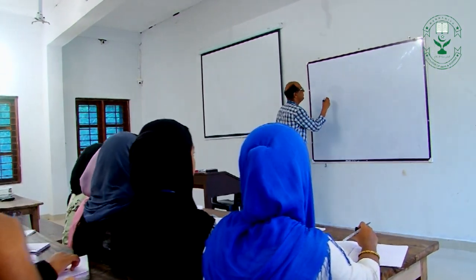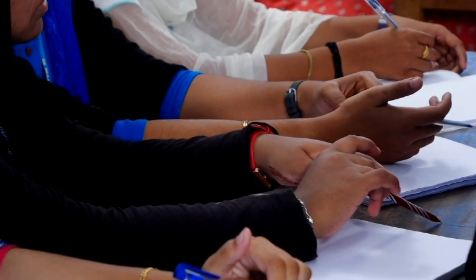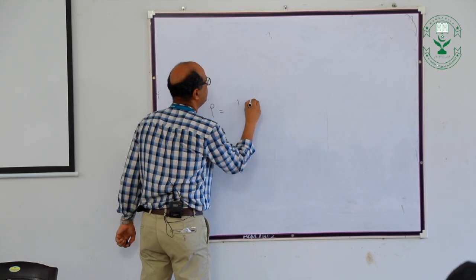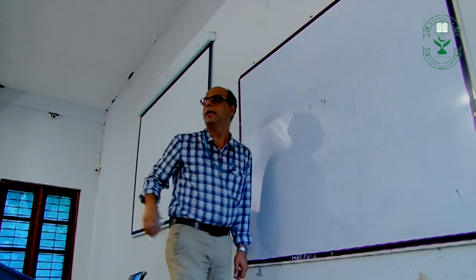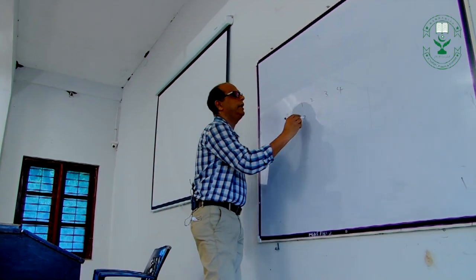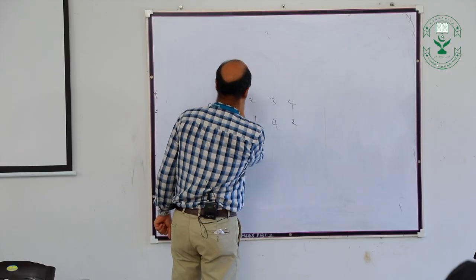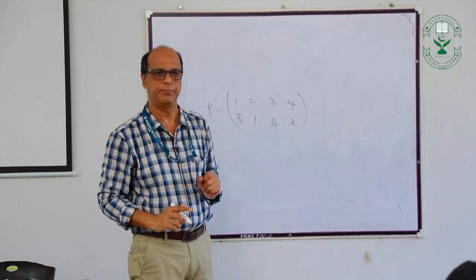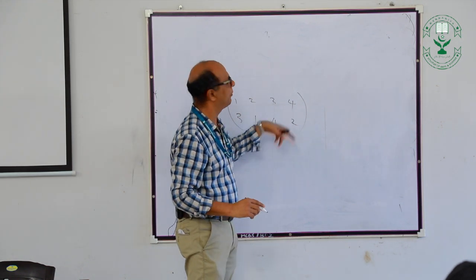So now I am going to define the inverse of a permutation. Suppose I have some rho. Simply I write it as a row: 1, 2, 3, 4, and I define 3, 1, 4, 2. This is the mapping I have. That means 1 maps to 3, 2 maps to 1, 3 maps to 4 and 4 maps to 2.